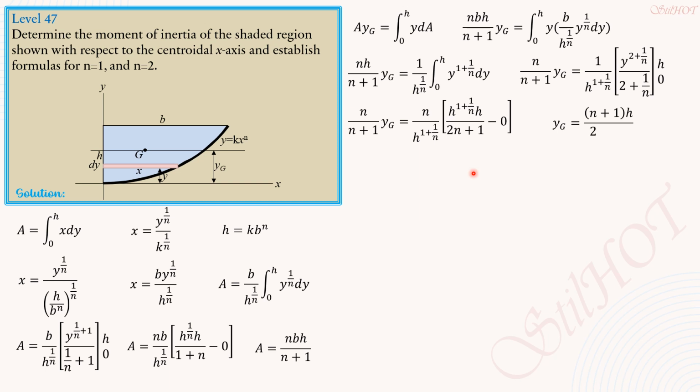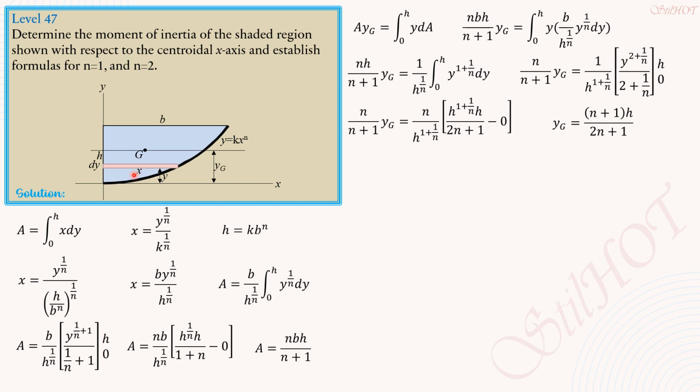So that's the general expression for y sub g. So when n is 0, there's no area. That's why we have n is 1, which is a triangle, and it should give us 2/3 of h. So (1 plus 1) over (2 times 1 plus 1), that's 2/3 of h.